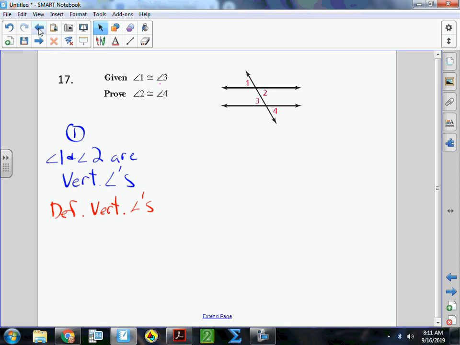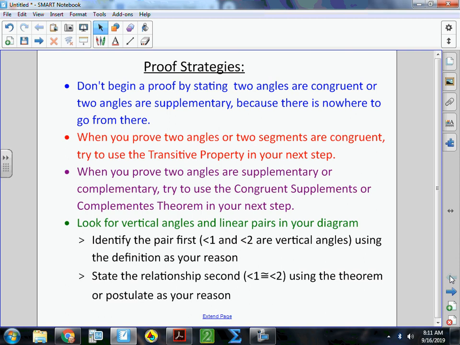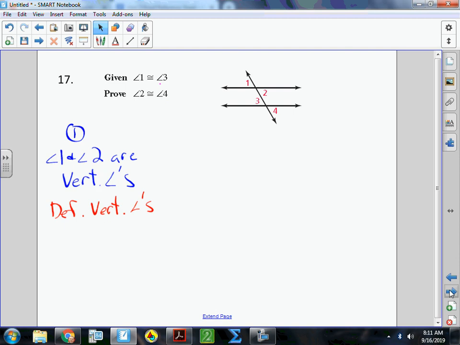Once I have stated it, then I use my relationship. So I identified it. Now I'm going to use the relationship. I know that angles 1 and 2 are congruent because vertical angles are congruent. So because of this, angle 1 is congruent to angle 2. If you can't remember why, you have your reference sheet you'll be able to use.